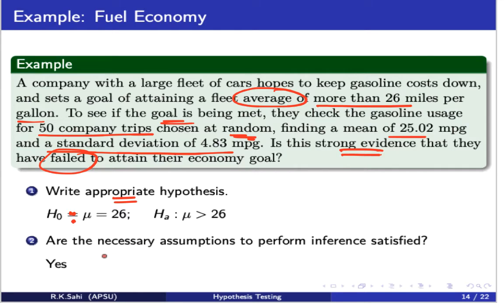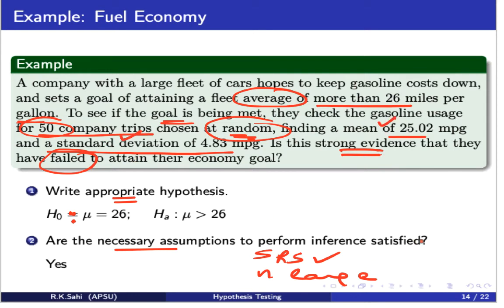Okay. Now, are the necessary assumptions met? That means, is this a simple random sample? Yes, because the word random is present. Second, is n large? Sure, it's a normal distribution because we have 50, definitely more than 25. So yes, the necessary assumptions are met. Now we want to apply the test statistic. Now remember, we only have the sample standard deviation and the sample mean.